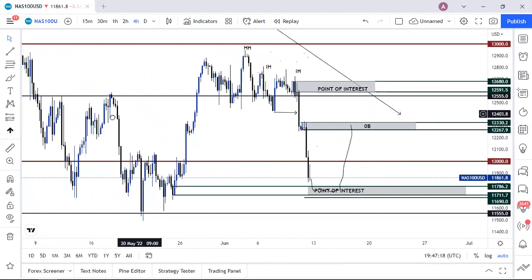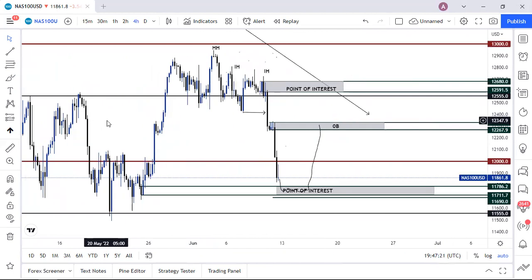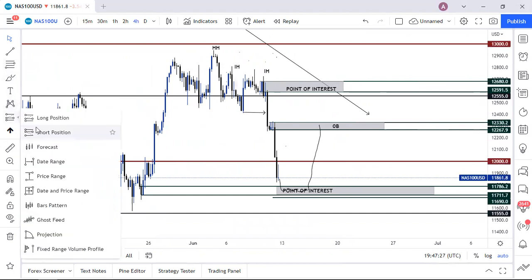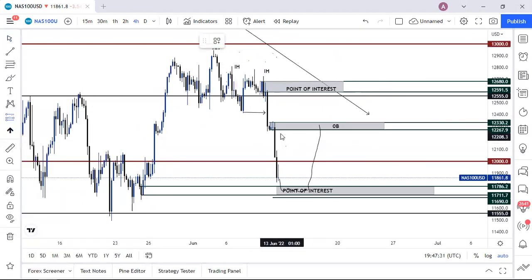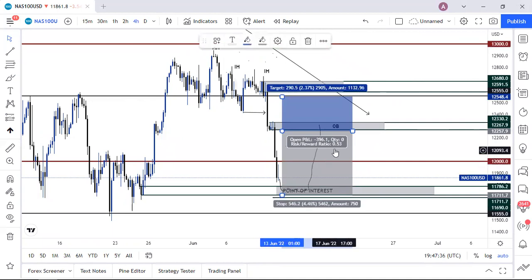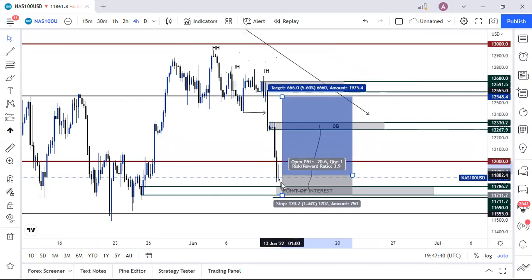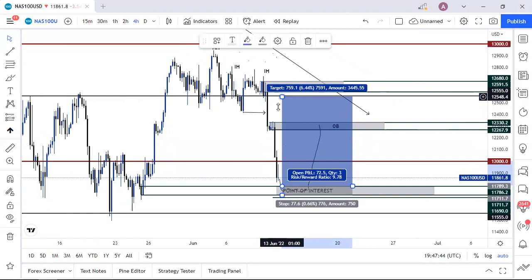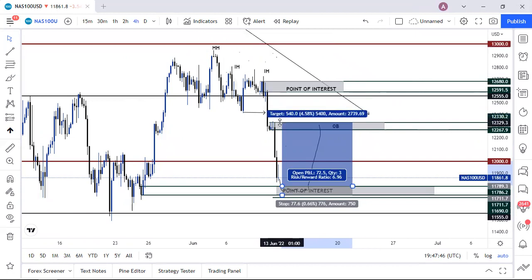So as you can see, Nasdaq is still in a downtrend. As we approach our point of interest, we'll be looking for a buy. Please, guys, make sure that you use proper risk management. We'll be looking for a buy at our OP.